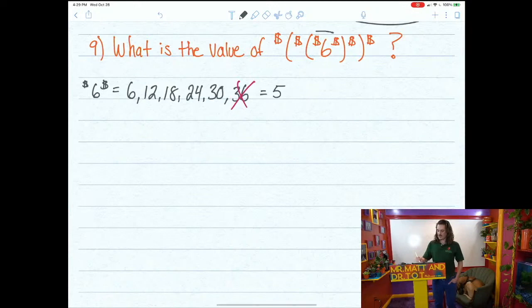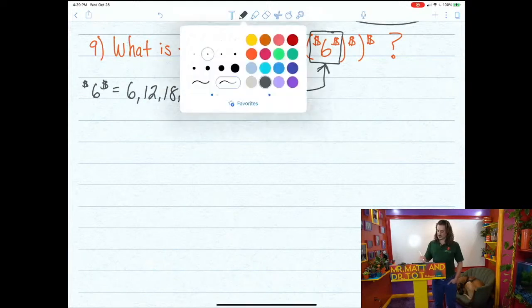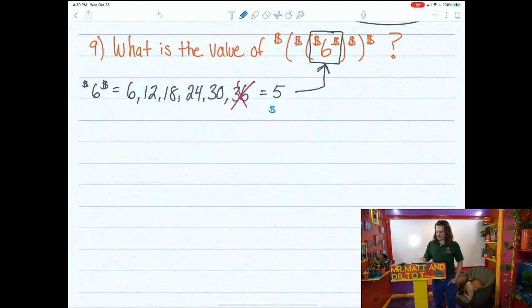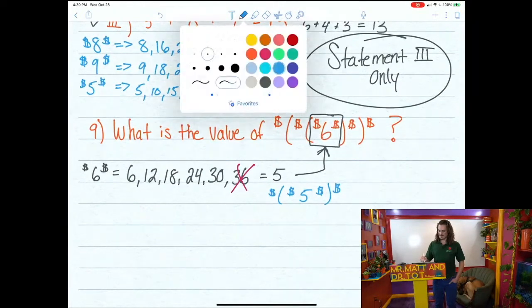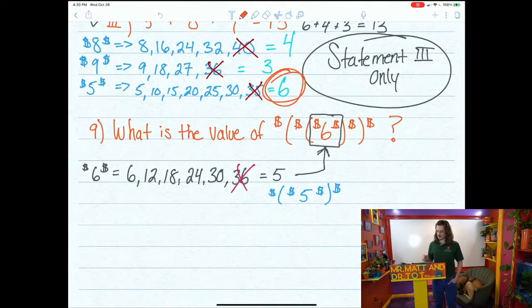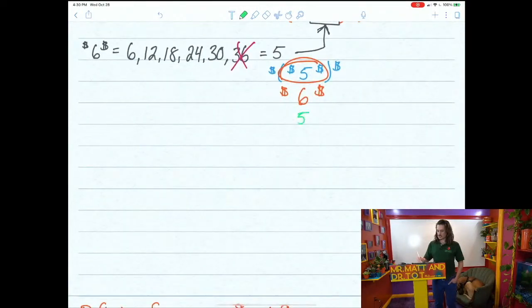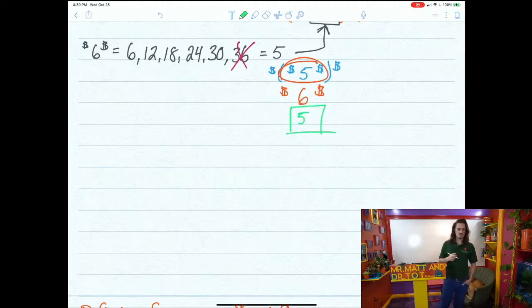So for this whole value, we can put in 5. Then that's going to turn into $ of $ of 5. And we know what $5$ is equal to. That's equal to 6 again. We've already evaluated that up here. So for this whole value, we can put in 6, and then we're just going to have to evaluate one more time: $6$ would turn into 5. So they kind of do a repetitious sequence there.